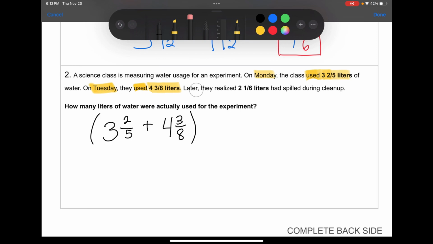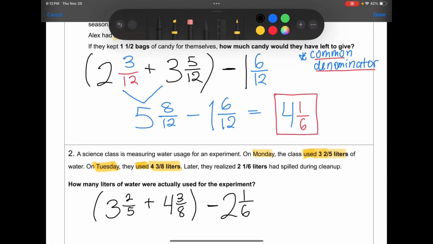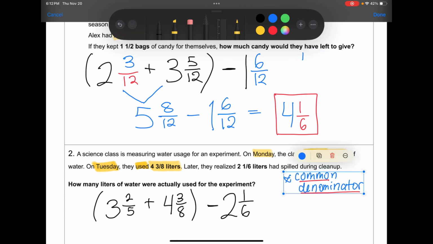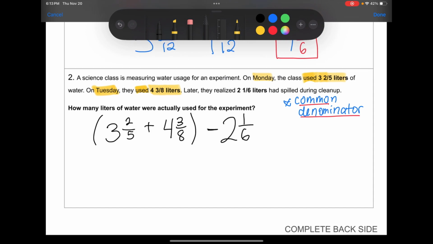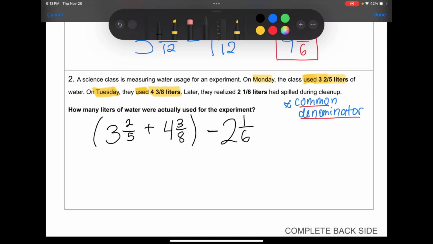Then it says later they realized 2 and 1/6 liters had spilled. If something spills, do you add to it or do you subtract from it? That's right. You will be subtracting from it. So here is our original equation. Now, like the setup here, common denominator. Let's find the common denominator for this equation.